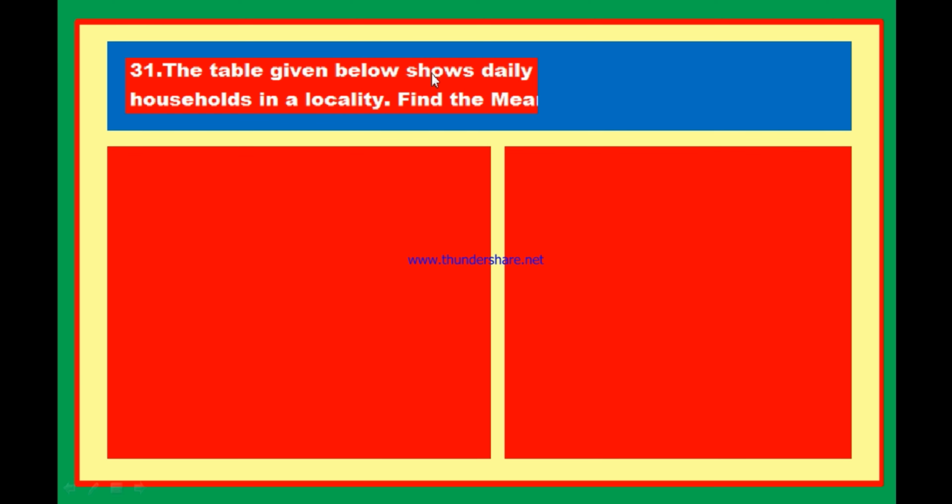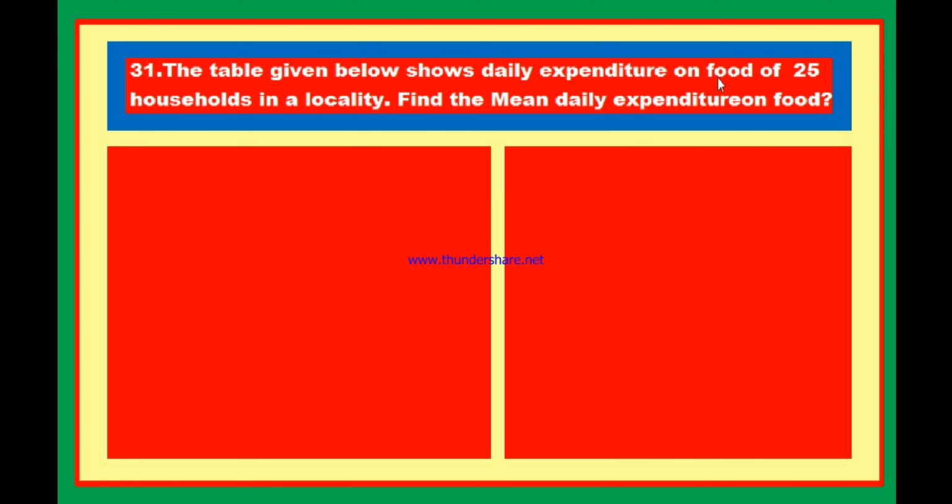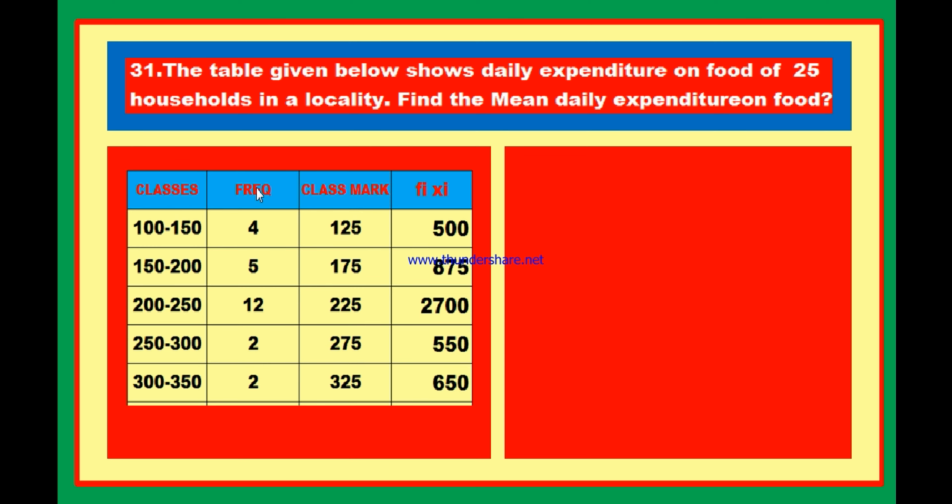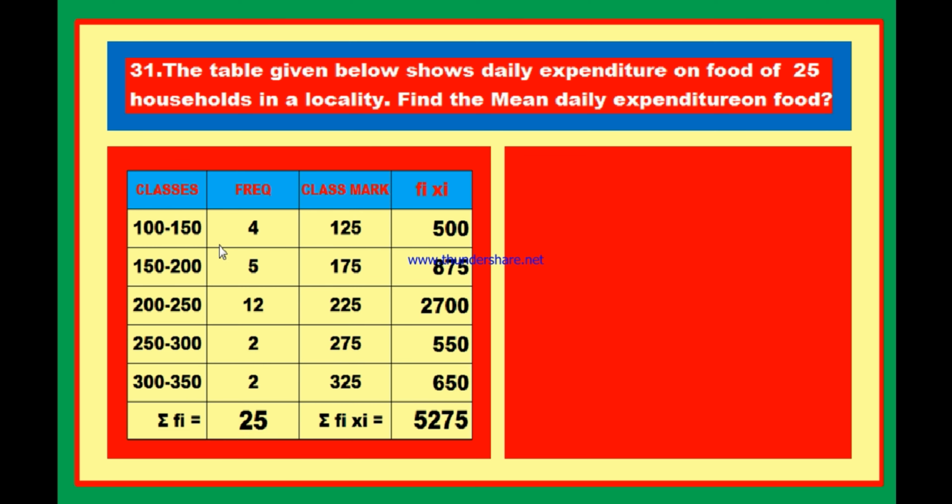Now another question. The table given below shows the daily expenditure on food of 25 households in a locality. Find the mean daily expenditure on food. I shall repeat: the table given below shows the daily expenditure on food of 25 households in a locality. Find the mean daily expenditure on food. A table is given in which we have classes and frequencies only. These are the classes and these are the frequencies. Only this table is given with two columns, classes and frequencies.